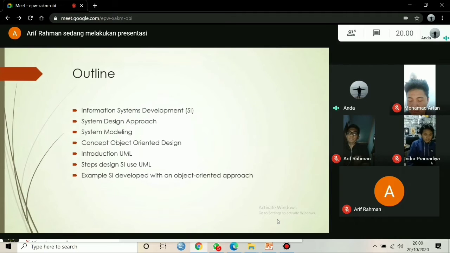Outline: information system development, system design approach, system modeling, concept of object-oriented design, introduction to UML, design steps using UML, and an example developed with the object-oriented approach.